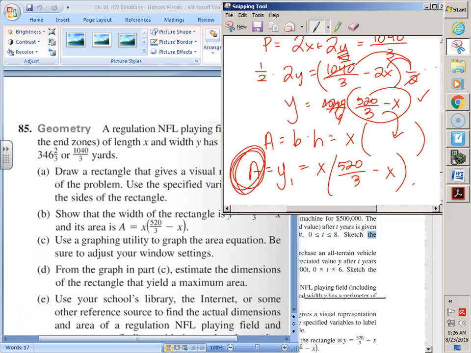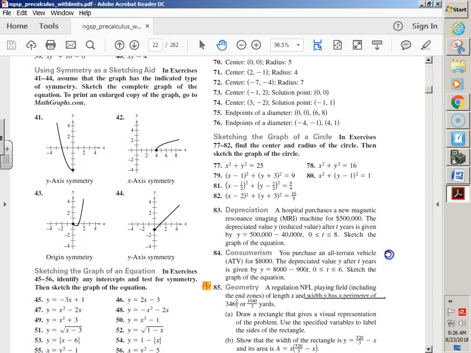Keep playing with your windows, keep playing with your calculator, but D was to find the max, and E was to, using the school library, don't do that. I don't think we have anything about an NFL regulation playing field, but to figure out the actual dimensions of an NFL playing field. Who has it? Oh, we could have done that too because it was an odd. That's true. And that is using the internet, technically.